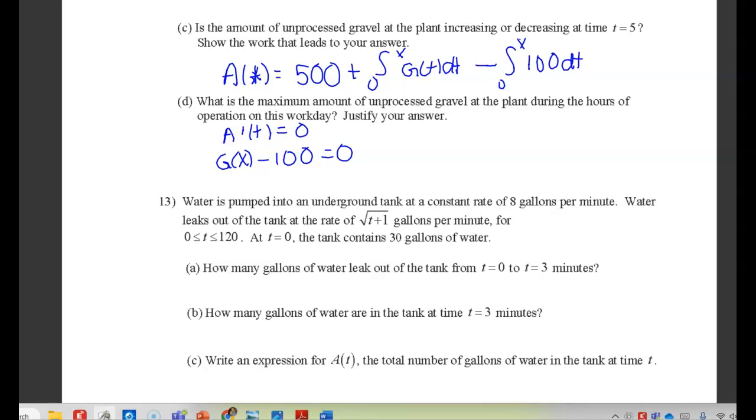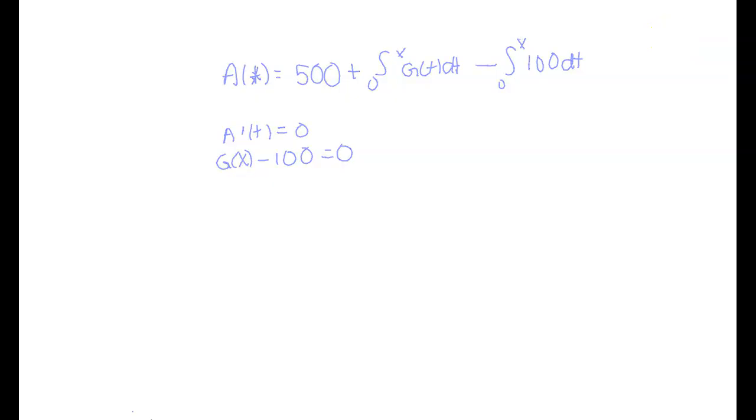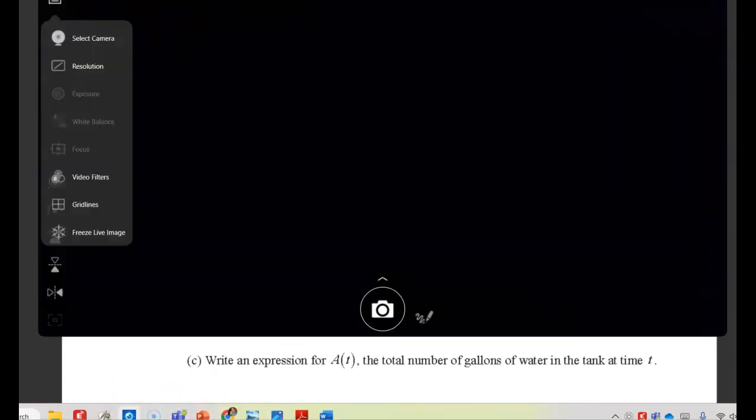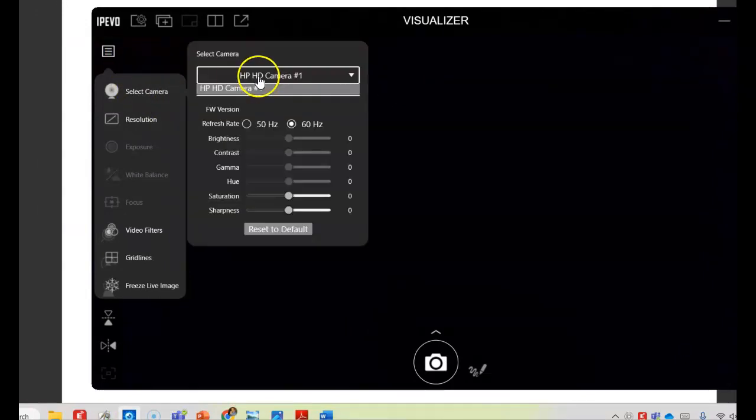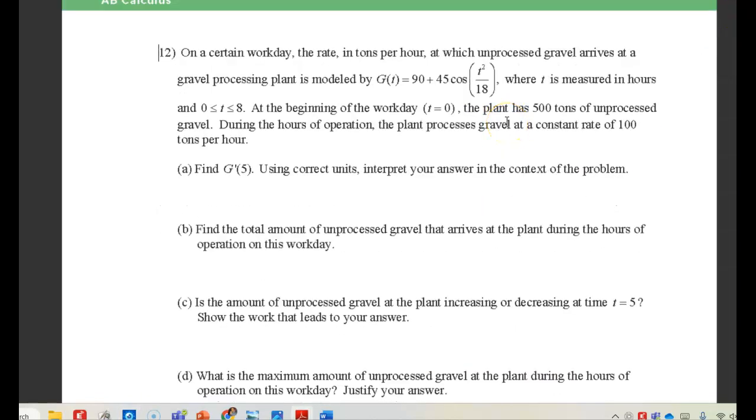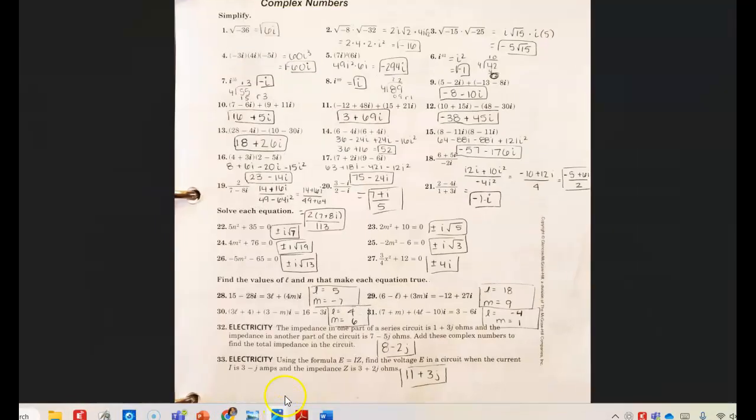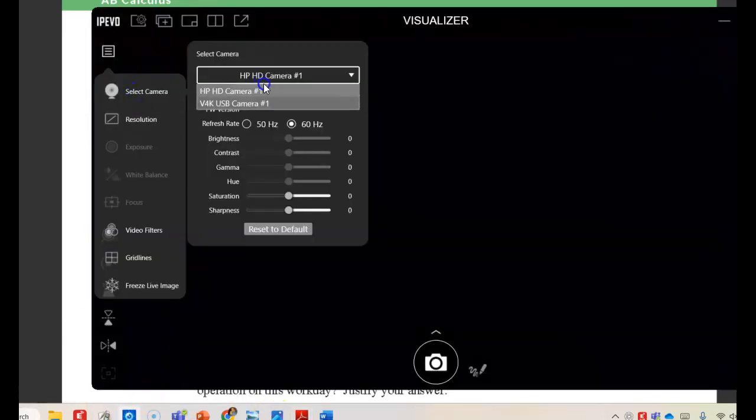Okay. So if you put g into your function, it would be helpful if I plugged in my document camera. Okay, ready?